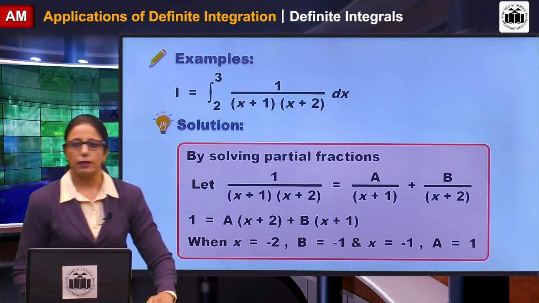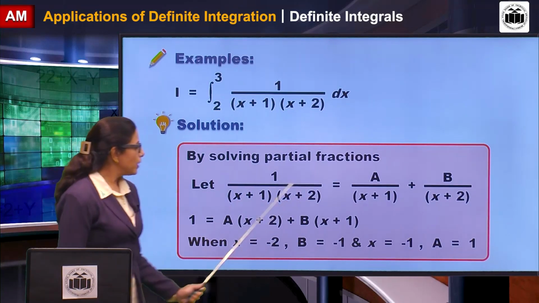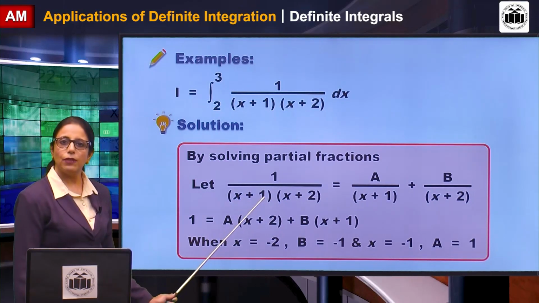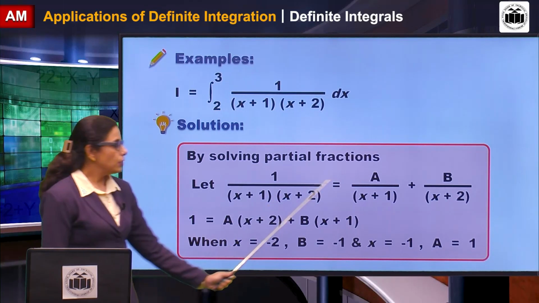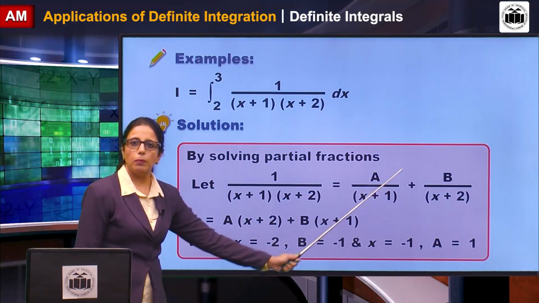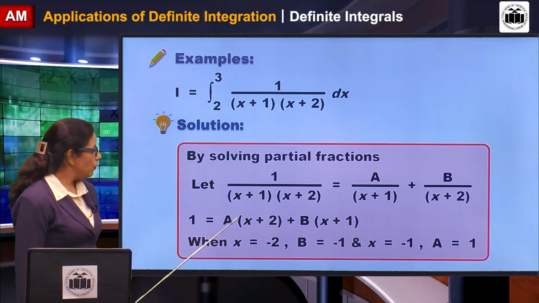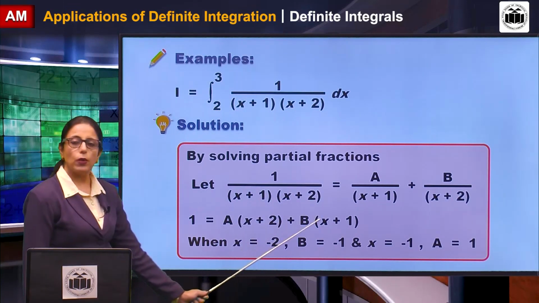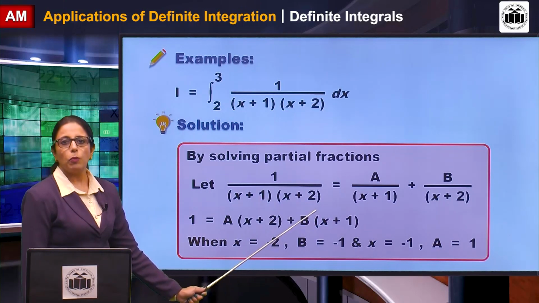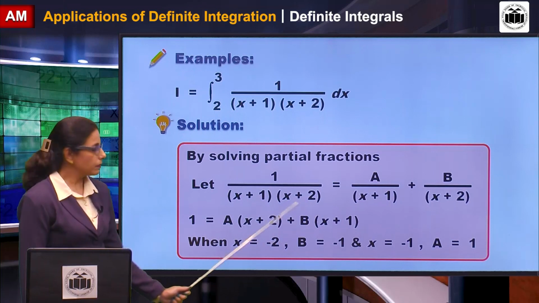Let us see, this 1 upon x plus 1 into x plus 2. Now, you can see they are linear distinct factors, so that is of type 1 in partial fractions. So, that is a upon x plus 1 plus b upon x plus 2. So, when you solve, you get 1 is equal to a into x plus 2 plus b into x plus 1. I hope you all are remembering how to solve partial fractions, which you all have done in semester 1.